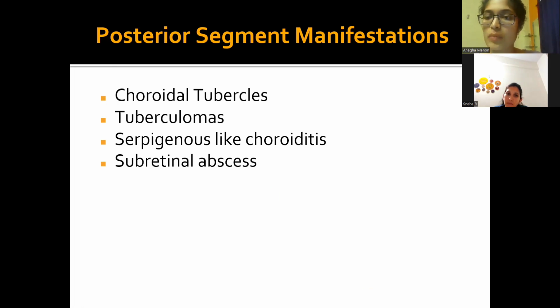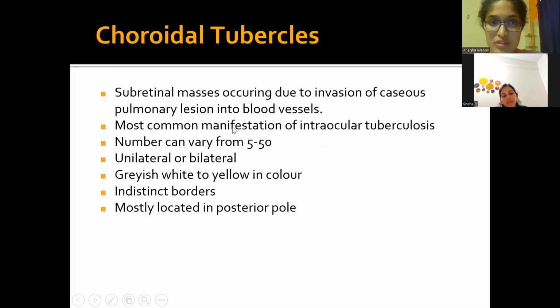Coming to posterior segment manifestations, this is really important because it's easily seen in your indirect ophthalmoscopy, and it will give you a more accurate way of diagnosis. Choroidal tubercles, tuberculomas, serpiginous like choroiditis, and subretinal abscess. In this, the first three would be the most important: choroidal tubercles, tuberculomas, and serpiginous like choroiditis.